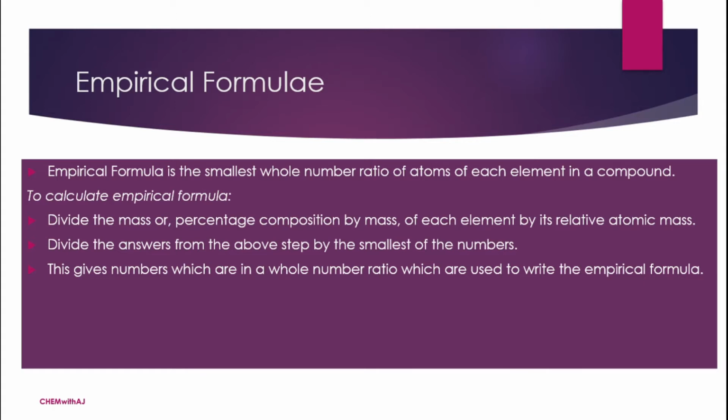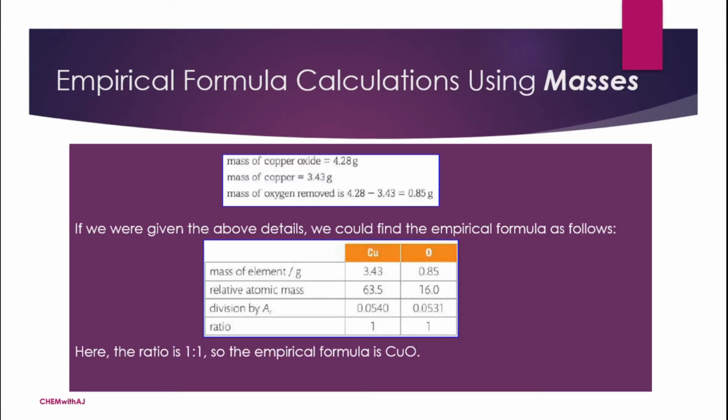So what is our first step? We have to divide the mass or the percentage composition by mass of each element by that element's respective relative atomic mass. Then we will get a number. And then we have to divide by the smallest of all those numbers. By doing this we will get the whole number ratio which they are in. We use that ratio to write the empirical formula. Let's use an example to better explain how to do it.